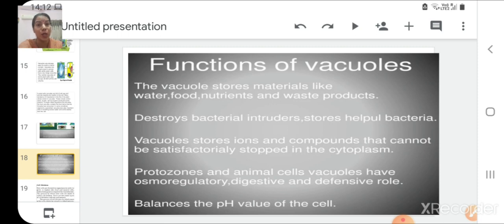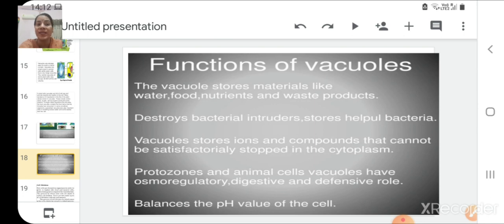Now let us focus on the functions of vacuoles. The vacuole stores materials like water, food, nutrients and waste products also. These vacuoles also destroy bacterial intruders and store helpful bacteria. Vacuoles store ions and compounds that cannot be satisfactorily stored in the cytoplasm.